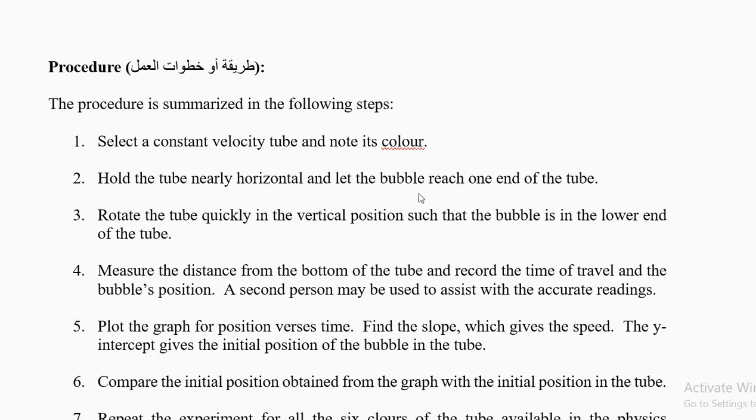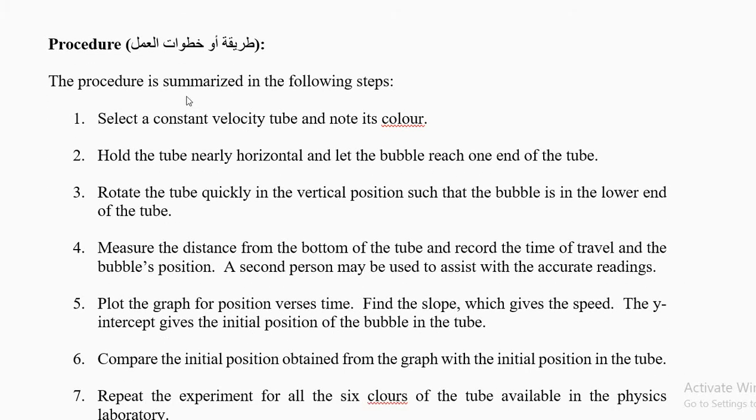Now what's the procedure? The procedure is summarized in the following steps. Select the tube and note its color. So you should know which color tube you are using. For 6 tubes, there will be 6 colors and 6 graphs. Hold the tube nearly horizontal and let the bubble reach one end of the tube. In a tube, the bubble is lighter than the liquid, so it will go to the surface of the liquid. So let it go to the surface of the liquid.